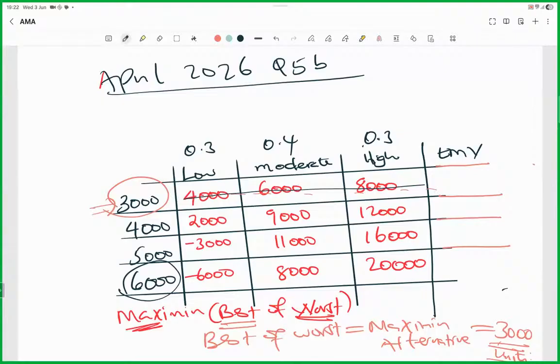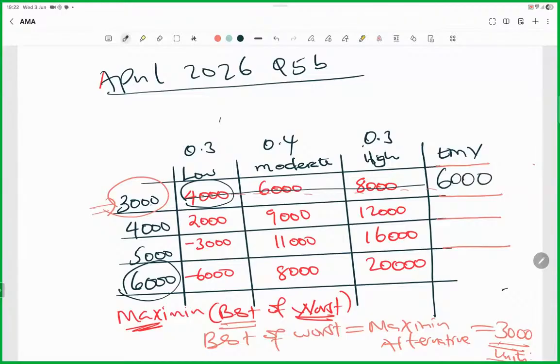Thank you so much. So like now for 3,000, I will take this 4,000 times what? Plus, because you see, EMV is an OR. So it is 4,000 or 6,000 or 8,000. So 4,000 times 0.3 plus 6,000 times 0.4 plus 8,000 times 0.3, which will give me what figure? 6,000.